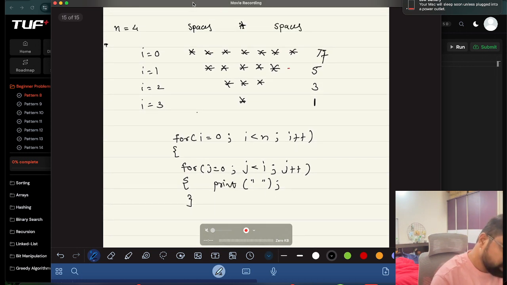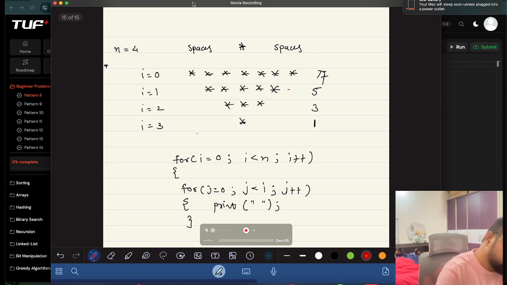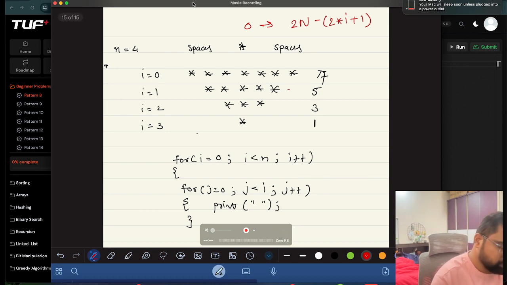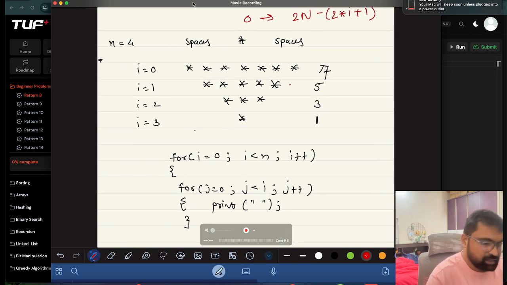So here, can we say that the logic is something like this? Let's try to build some formula: 2n minus (2 into i plus 1). So can we say that from 0 till that point we want to print the star? Let's try to understand if this formula is giving us the correct answer or not.